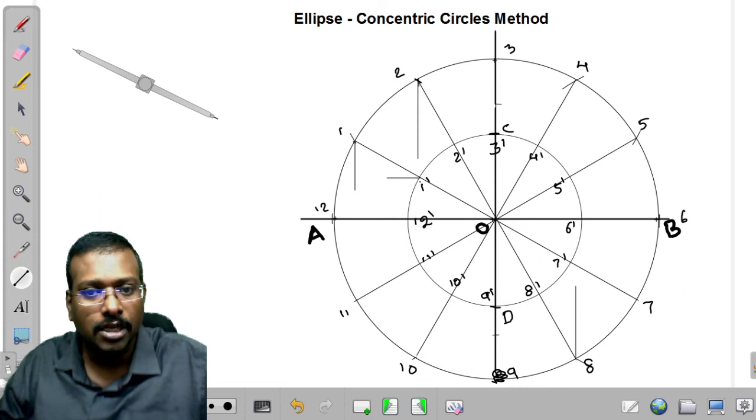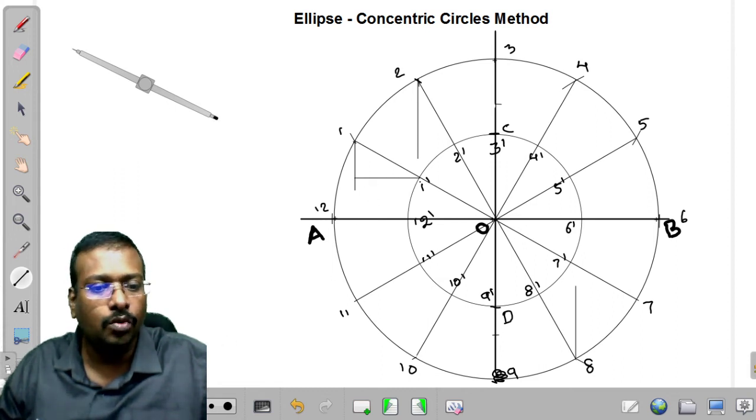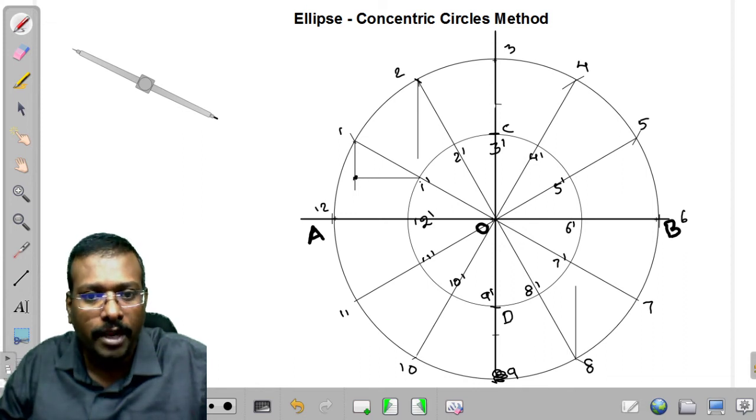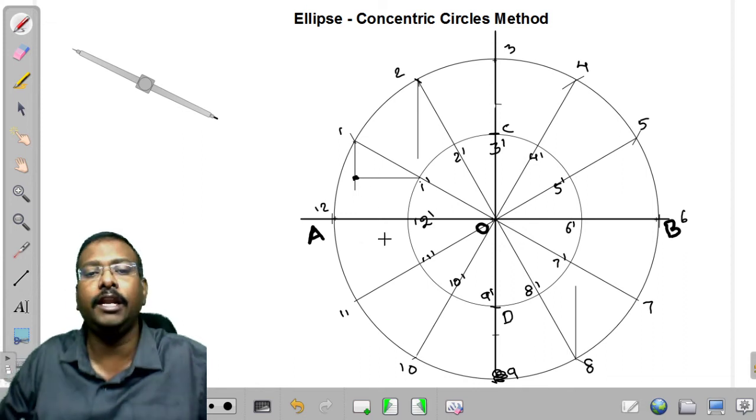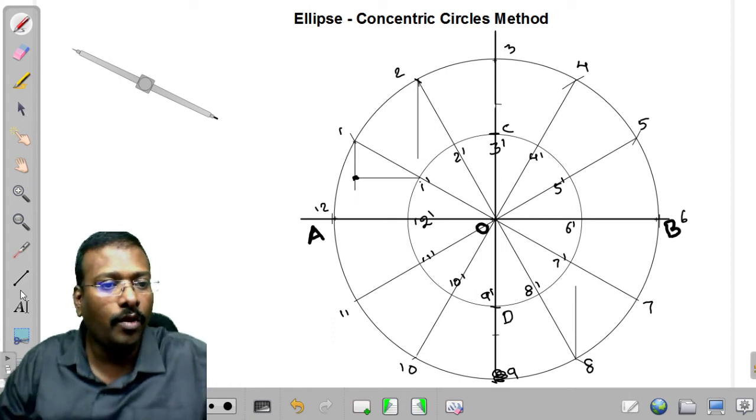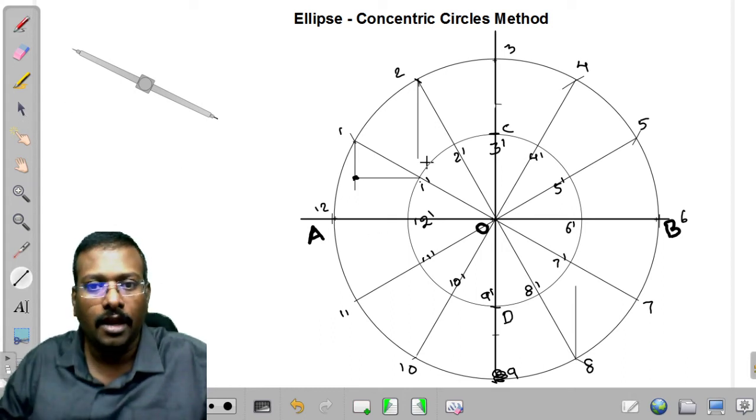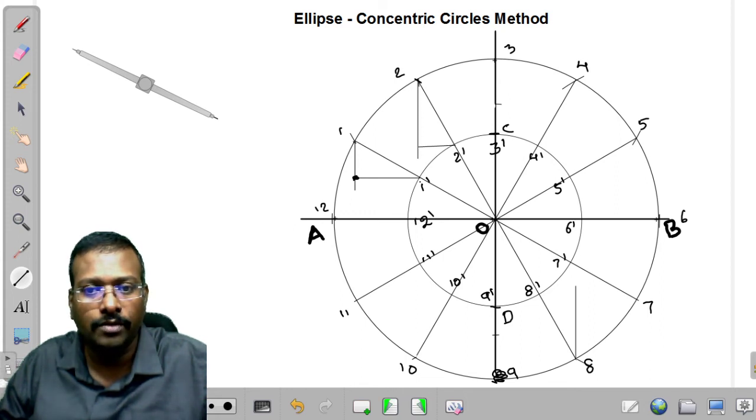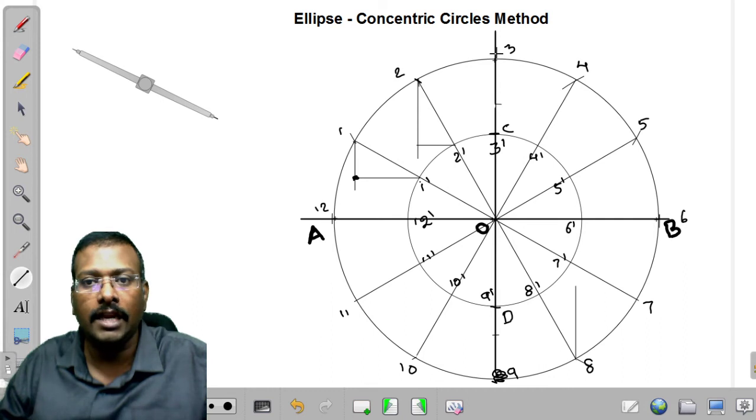At 1 dash, I will draw horizontal line. Wherever these two will meet, this is the point on the ellipse. This is the point on the ellipse. Similarly, we will make it further remaining. At 2 dash, we will draw one horizontal. It is going to meet C. Similarly, at 3 vertical and horizontal, it will meet at C only.